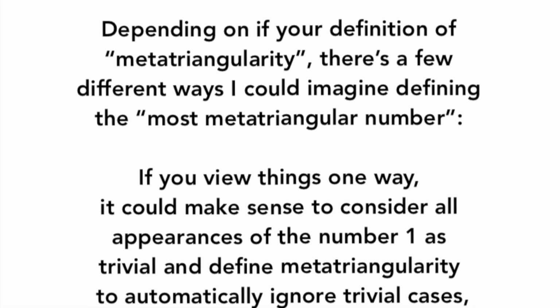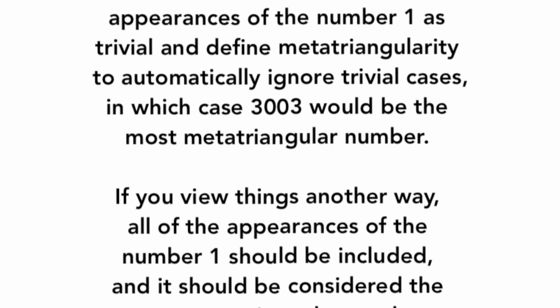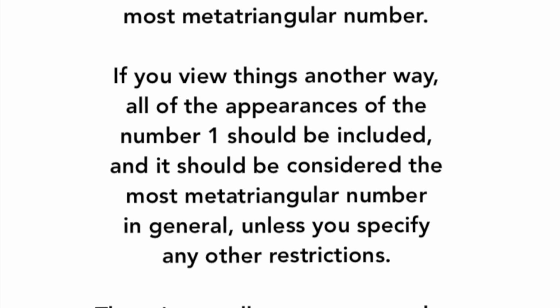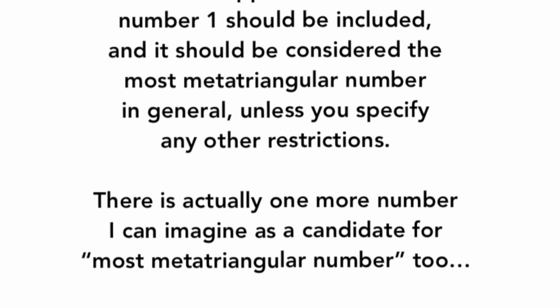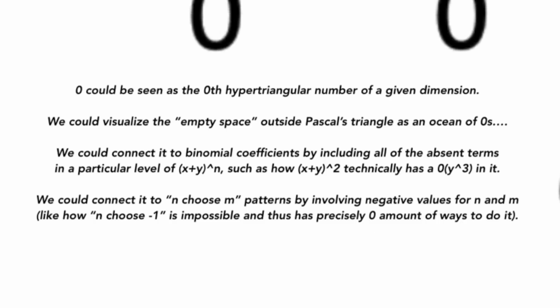And as far as the most trivially meta-triangular number goes, the way I've been describing things in this episode, that would certainly be the number 1, but I do want to note that there's an alternate way you can view Pascal's triangle, where instead of there being empty space outside it, there's an infinite ocean of zeros on each side. Incorporating these zeros can make some things more confusing, but it does work surprisingly well with many of the mathematical patterns I showed in this video.